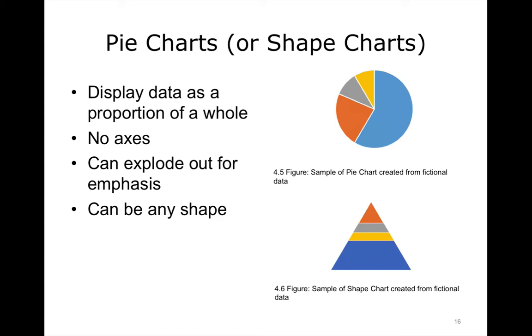So for example, this pie chart here could represent the percentage of patients with a particular insurance or payer. So it's the proportion of a whole. A pie chart does not have any axis like you find with the bar charts or line chart. It can be any shape, and as you see here on this pie chart, you can explore parts of your pie chart, or you can break it apart for emphasis.